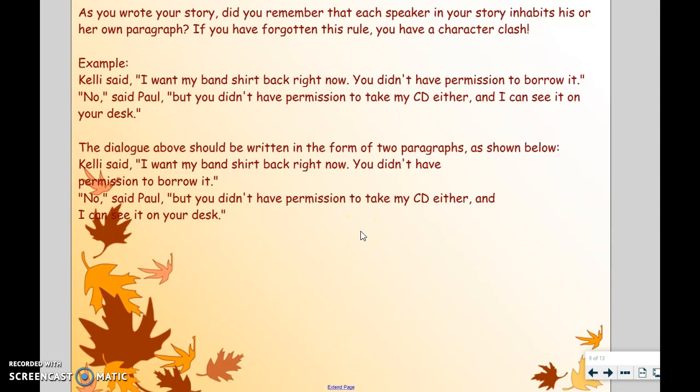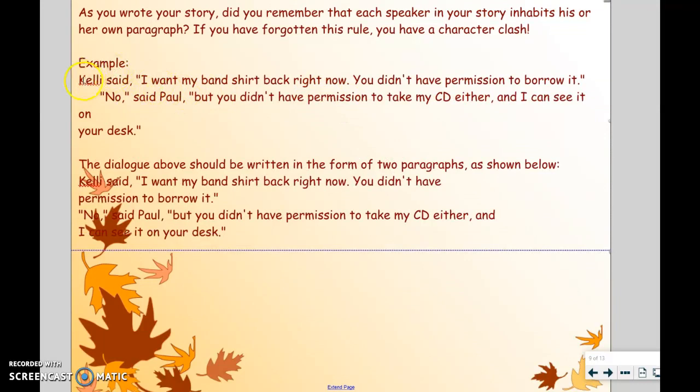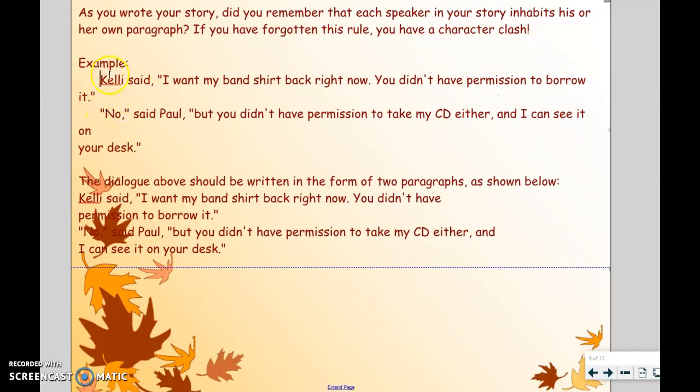Great, so you probably figured out already that there is two people talking. And we kind of have the example here that shows where you should have the paragraphing. It says, "Kelly said, I want my band shirt back right now. You didn't have permission to borrow it." "No," said Paul, "but you didn't have permission to take my CD shirt either." So we have a new paragraph here where Paul is talking, so we're going to make sure we have a new paragraph where that starts. Great, so we have our two different lines of dialogue, and they're going to be two separate paragraphs.